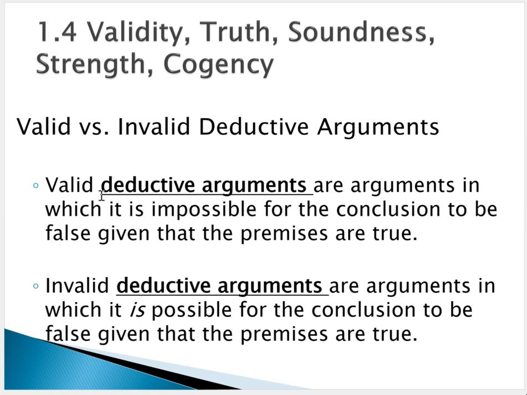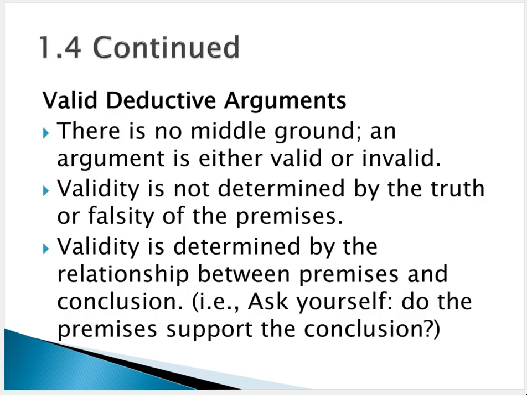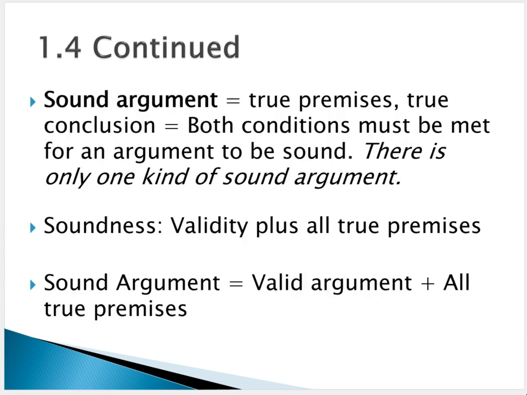So you're going to have two different forms, valid and invalid. So when it comes to a valid argument, there's no middle ground. Either it's valid or it's not. No gray area here. You're going to find there's not a lot of gray area in logic. Validity is not determined by the truth or the falsity of the premises. Validity is not determined by the relationship between the premises and the conclusion. Okay, that's not what validity means.